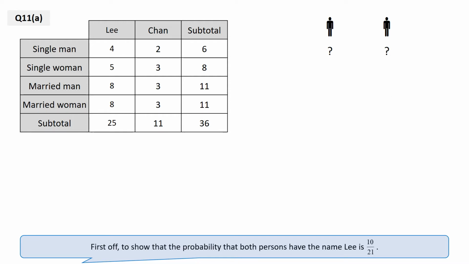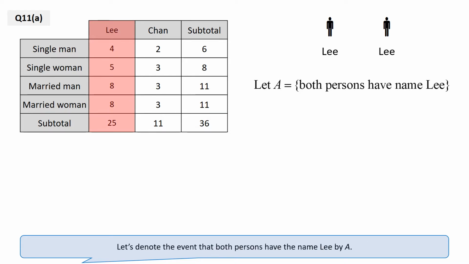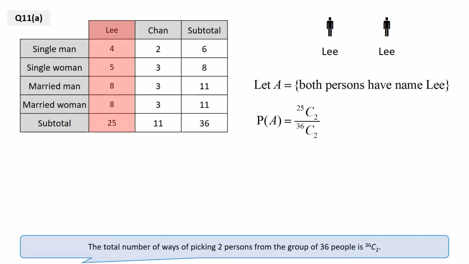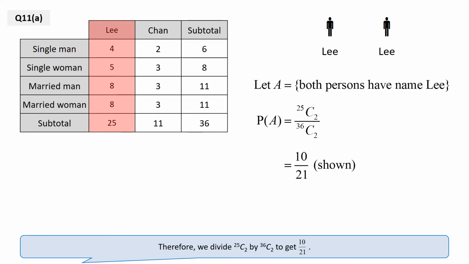First off, to show that the probability that both persons have the name Lee is 10 over 21, let's denote the event that both persons have the name Lee by A. There are 25 people with the name Lee, so the number of ways of choosing two persons with the name Lee is 25 choose 2. The total number of ways of picking two persons from the group of 36 people is 36 choose 2. Therefore, we divide 25 choose 2 by 36 choose 2 to get 10 over 21.